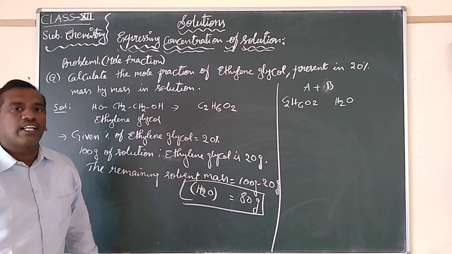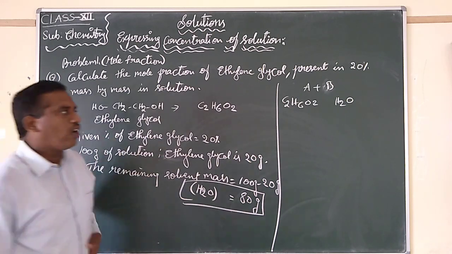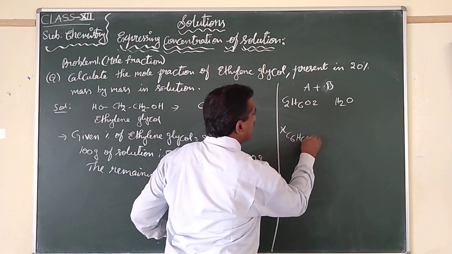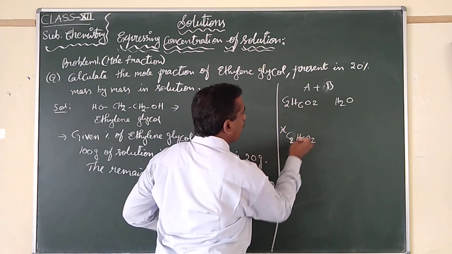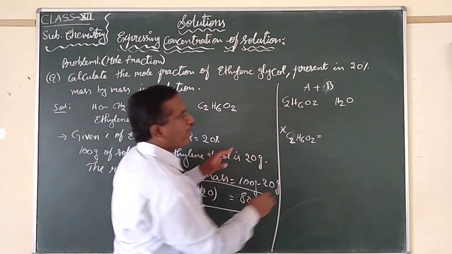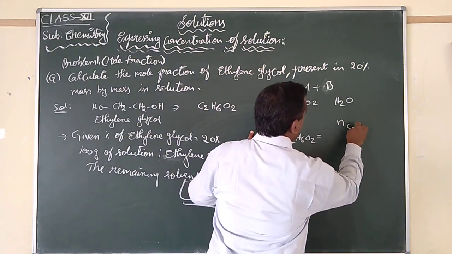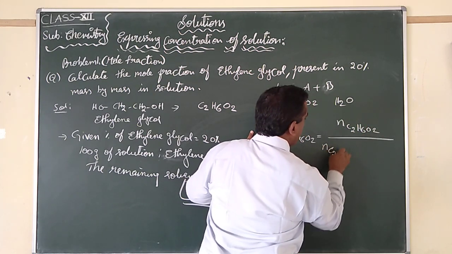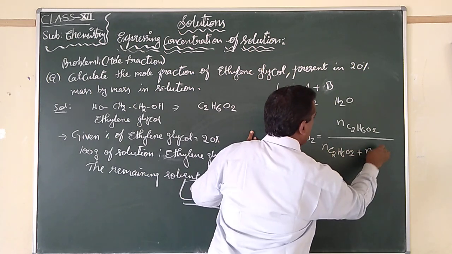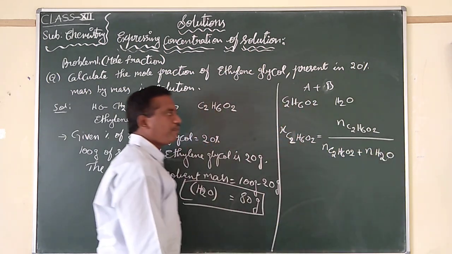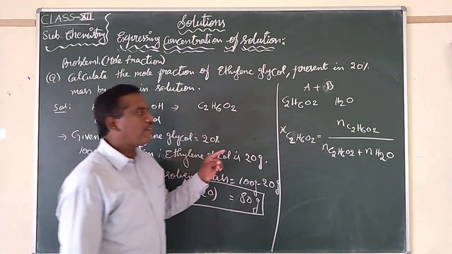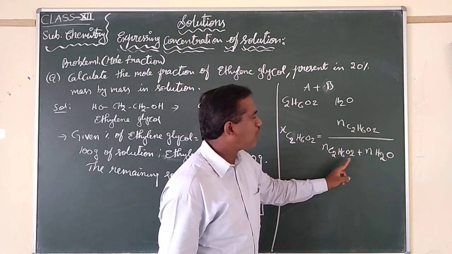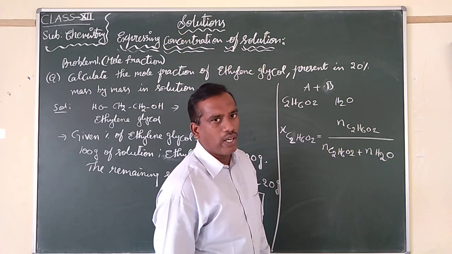So first we need to calculate the mole fraction of ethylene glycol. What is the formula we know? Mole fraction of C2H6O2 is equal to number of moles of ethylene glycol by number of moles of ethylene glycol plus number of moles of water. Is this not the formula?